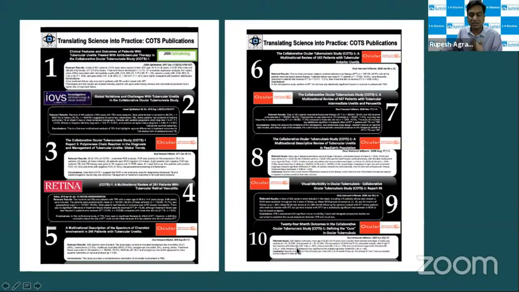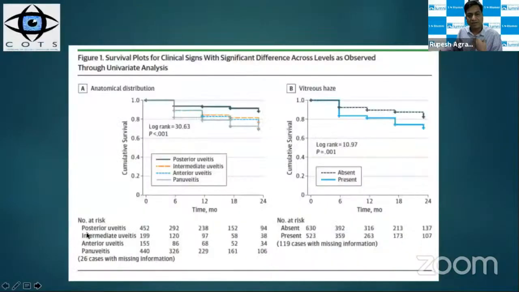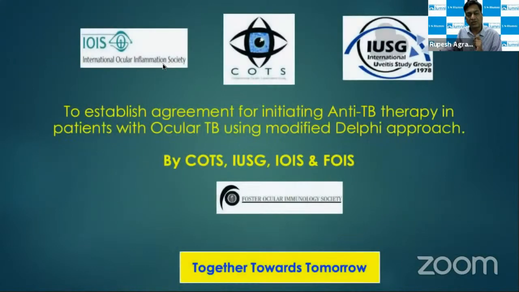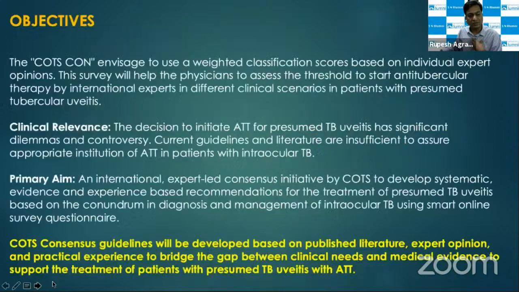These are just listed 10 publications from here, but a very interesting finding was published in JAMA Ophthalmology, as well as in IOVS and Ophthalmology. The interesting phase was when we did a Delphi meeting in Chandigarh, called a SCOTS Consensus, where a group of people met together, collaborating with the International Ocular Inflammation Society, IUSG, and all of us got together along with the Foster Ocular Immunology Society to build together towards a better tomorrow.